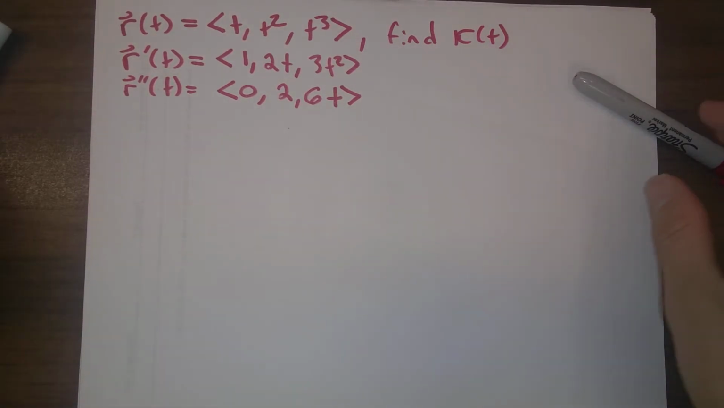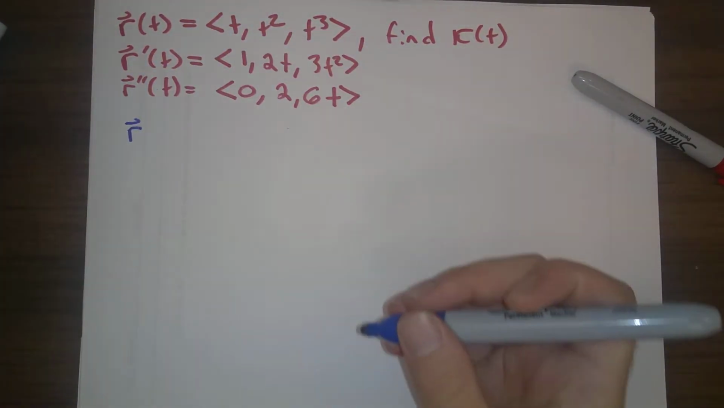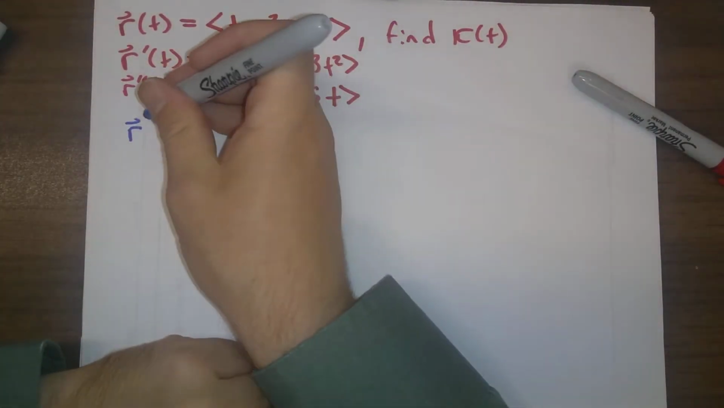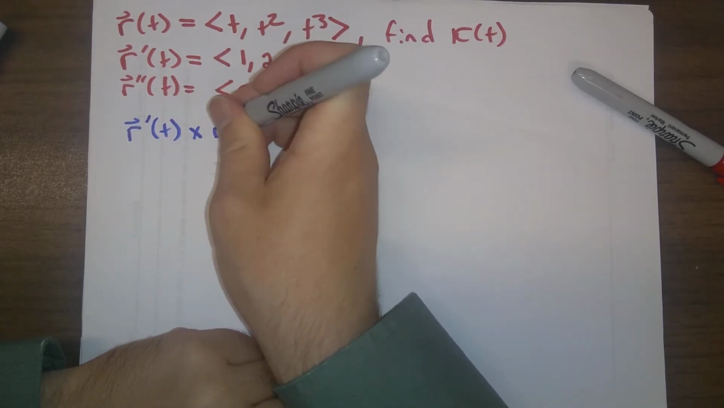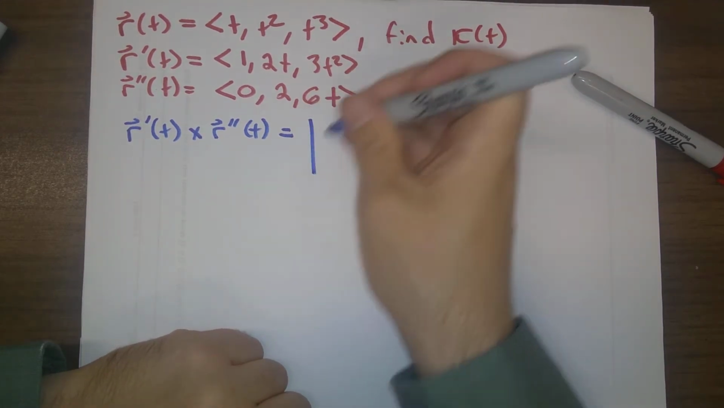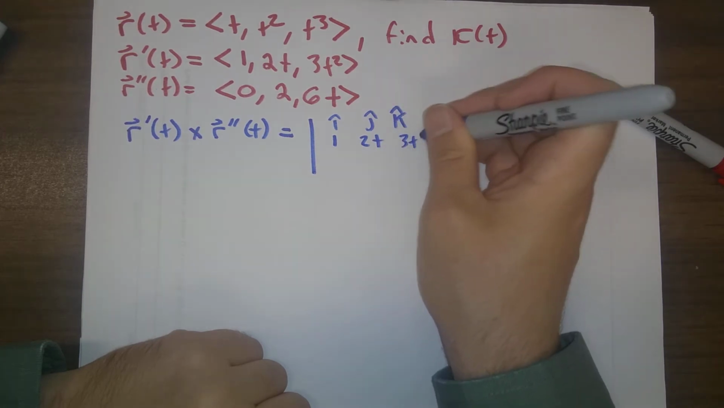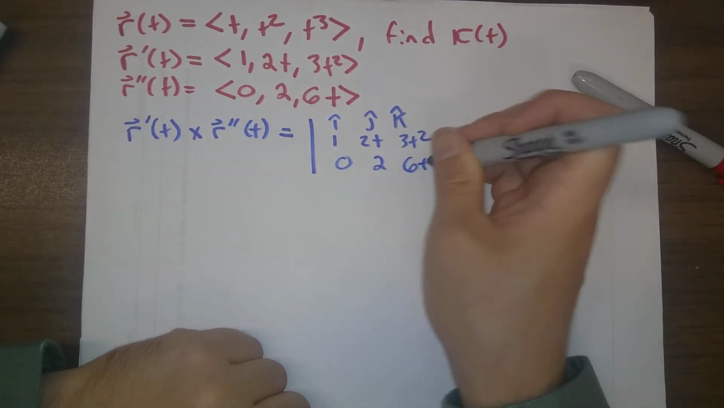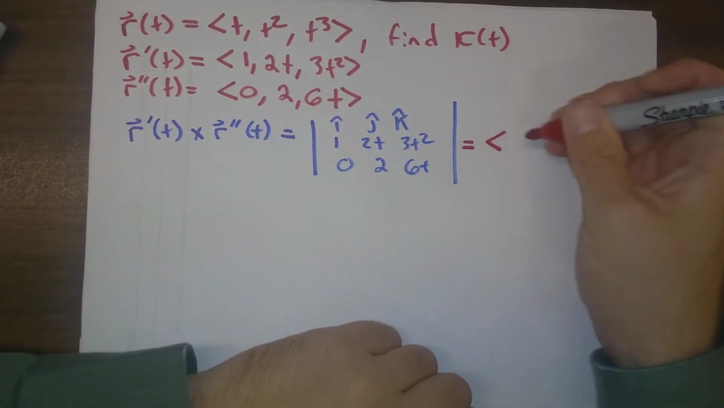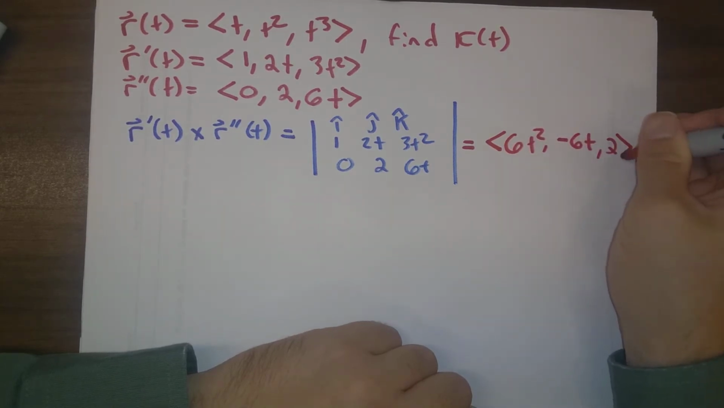So at this point, all we have to do is take the cross product, because we know that is a step we have to do. We take the cross product of R prime of t with R double prime of t: i hat, j hat, k hat; 1, 2t, 3t squared; 0, 2, 6t. Crunch, crunch, crunch, I'll skip the details. This ends up as 6t squared, minus 6t, and 2.